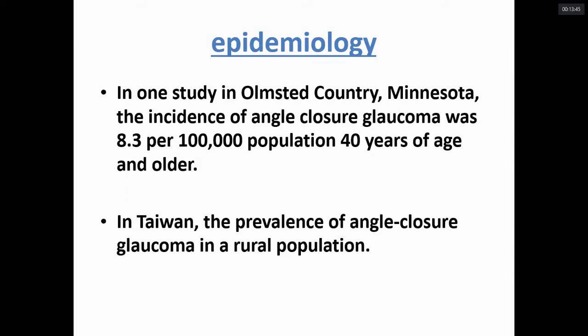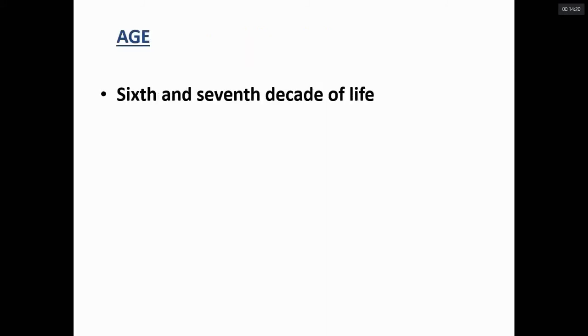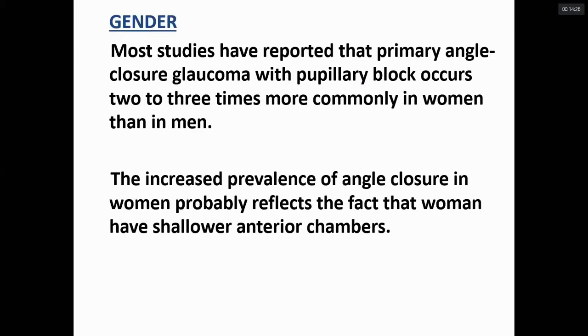In one study in Minnesota, the incidence of angle closure glaucoma was 8.3 per 1 lakh population at 40 years of age and older. So with age, at 40 years, there is a high percentage of angle closure glaucoma. In Taiwan, the prevalence of angle closure glaucoma is studied in the rural population. By showing the epidemiology, we can see the different age, race, and configurations at that place. The 6th and 7th decade of life is when it is more common.